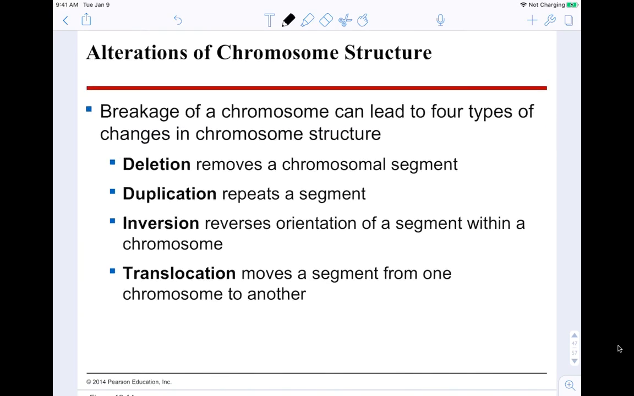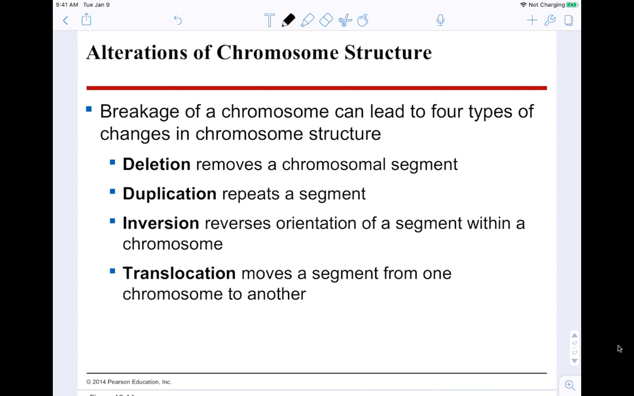Okay, so we're going to look at the different types of chromosome structure alterations that can be caused by all of this. Breakage of a chromosome can lead to 4 different types of changes in our chromosomal structure, which can also lead to other genetic disorders because our chromosome structure is compromised. Before, we were talking about having too many or too few chromosomes. Now, if you actually alter the structure of those chromosomes, it's equally as terrible, right?